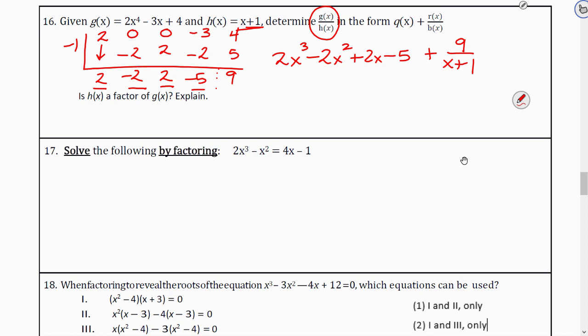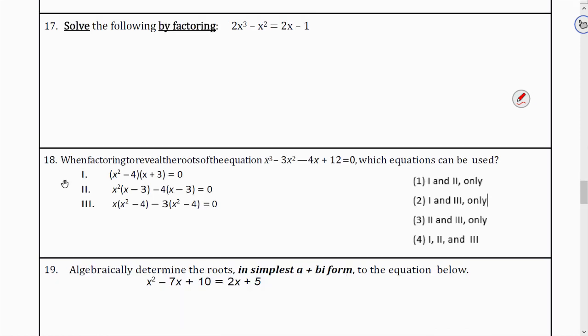Okay? Now the question being asked next is, is h of x a factor of g of x? And the answer is no, because the remainder is not 0. This remainder is 9, which means if I divide it, I still have some left over, and so it's not a factor.